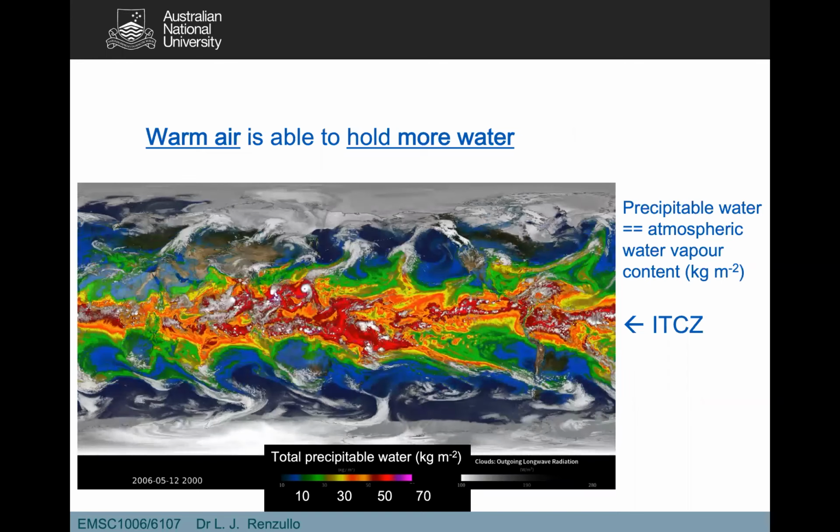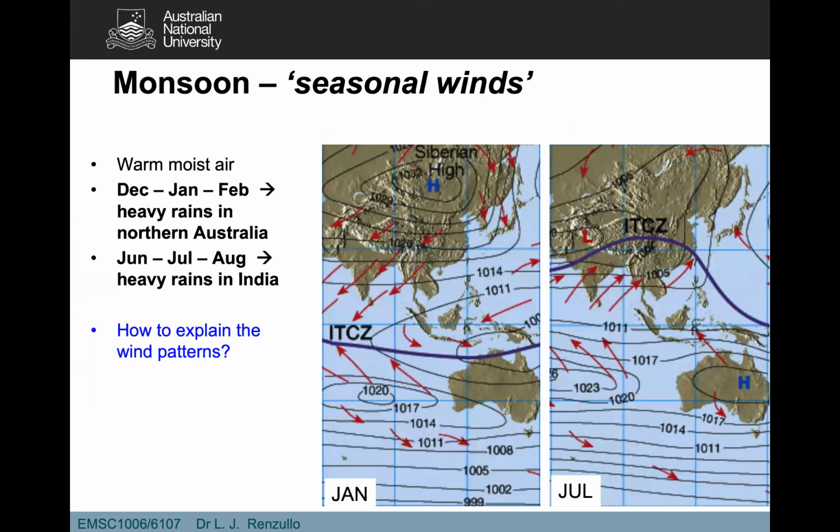What does this mean, however, for the region? The movement of the intertropical convergence zone north and south of the equator brings a very important weather system to both northern Australia and to places like India and Southeast Asia. These are the monsoon winds. Monsoon being a word for seasonal winds, though I can't remember the origin. So you've got this warm, moist air. In December, January, February, the intertropical convergence zone is south of the equator.